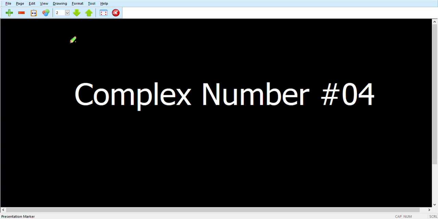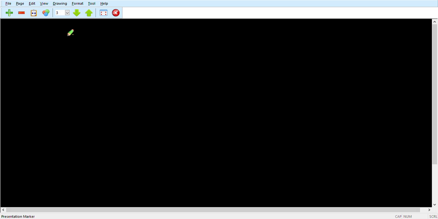This is the fourth lecture of complex number. In lectures 1, 2 and 3, we discussed introduction, addition, multiplication, subtraction and division of two different complex numbers and polar form of a complex number. Here we are going to discuss the square root of a complex number and cube root of unity.